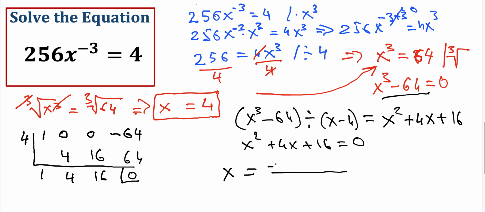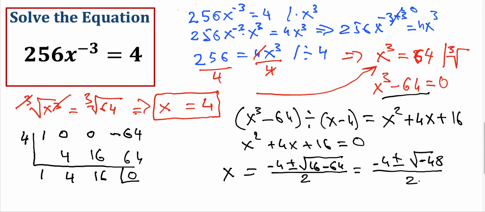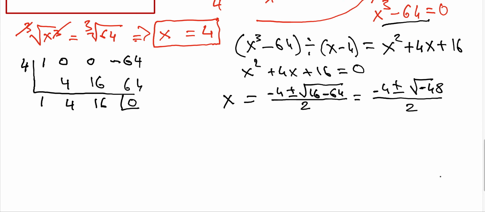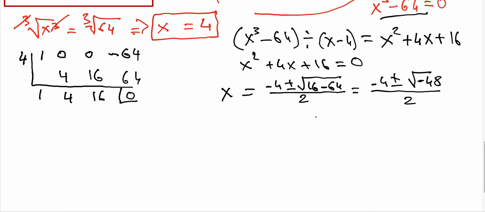Since b is 4, it is minus 4 plus or minus the square root of 4 squared, which is 16, minus 4ac, here it is minus, 4 times 1 is 4, times 16 is 64, divided by 2 times 1, which is 2. Minus 4 plus or minus, and 16 minus 64 is minus 48. But minus 48 we can write as a factor of 16 times 3. The square root of 16 is 4, and 3 remains inside. But to get rid of the minus, I'm going to convert into an imaginary number.